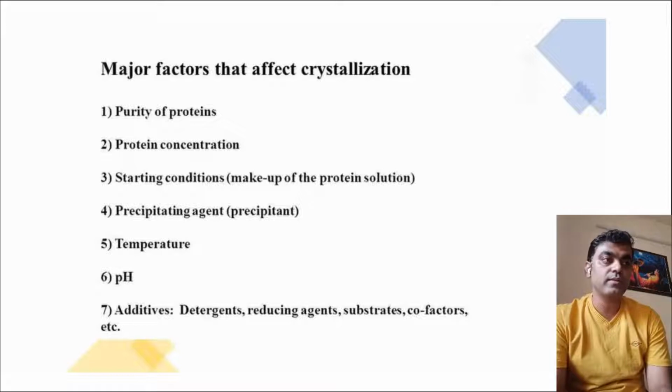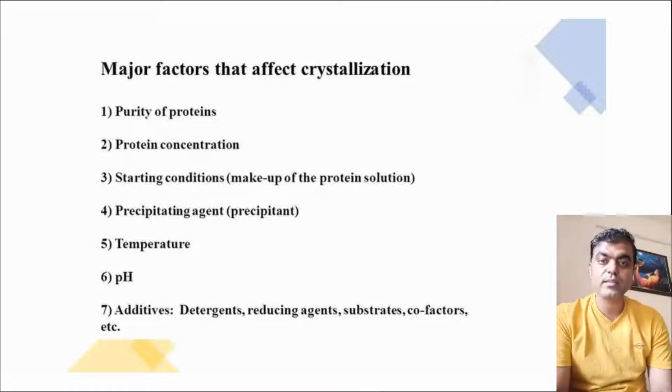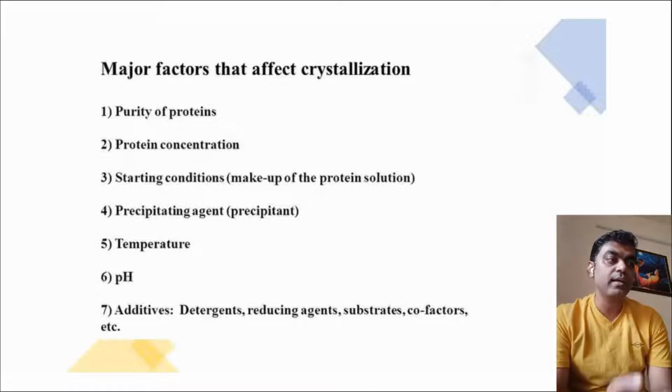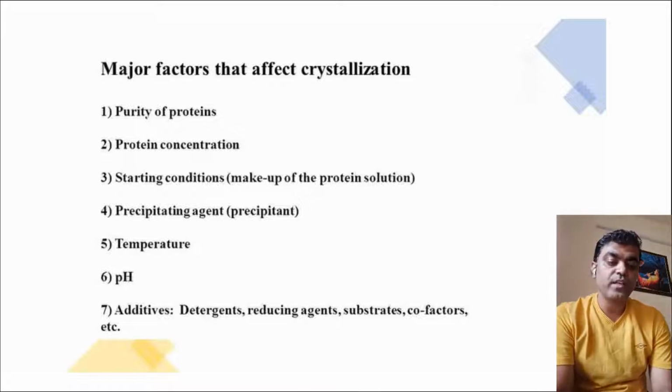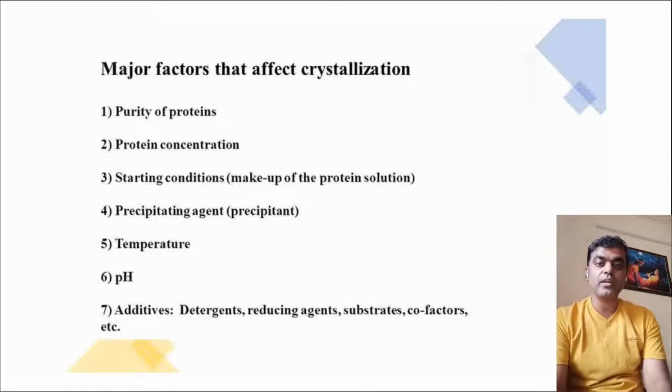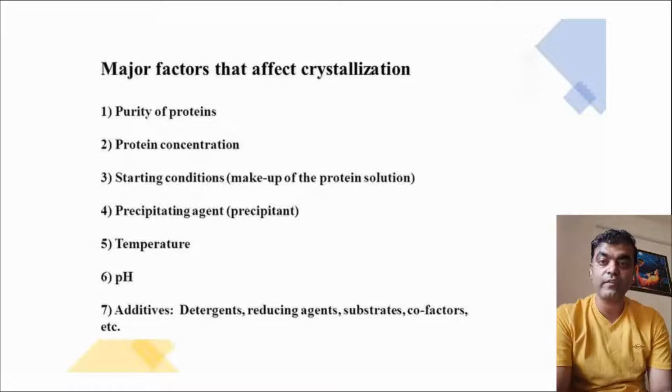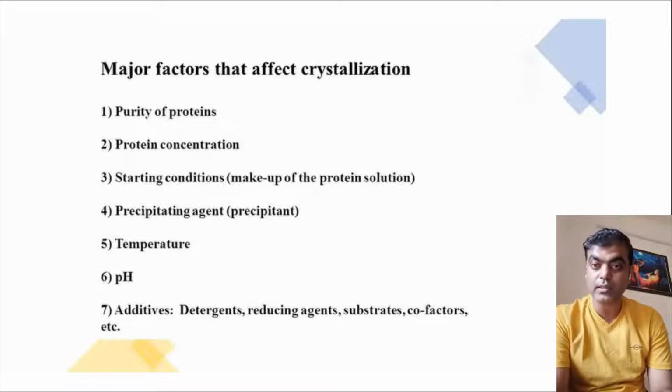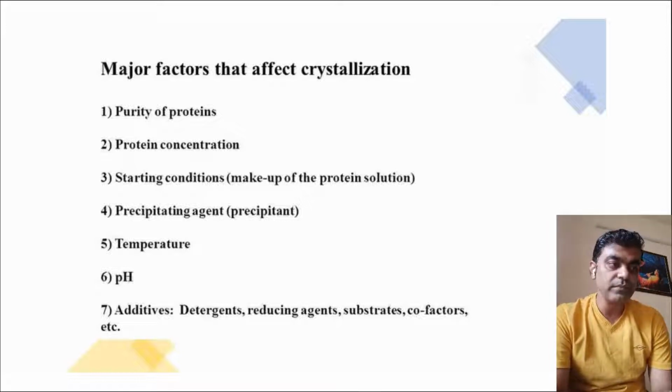Second, yes, we already discussed the concentration, because if the concentration is less, then it will not reach the supersaturation point very easily. If the concentration is more, then it will reach supersaturation, and there may be chances of too many seed crystals in a very small area, so that may lead to non-uniform crystal growth. Okay, so the concentration of the protein is very important.